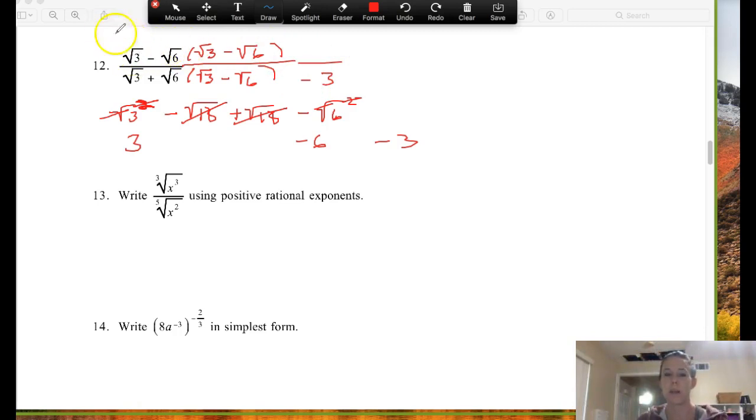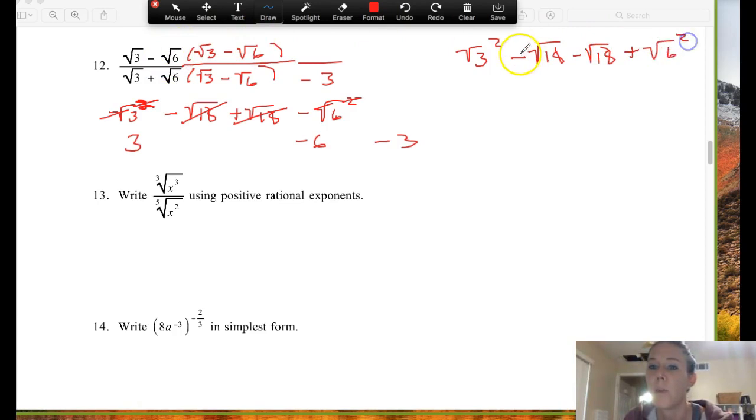It's going to be a little bit more complicated. Root 3 times root 3, I'm going to write it over here, is root 3 squared again. And I wrote the square this time. Root 3 times negative root 6 is negative root 18. And then negative root 6 times positive root 3 will be negative root 18 again. And then negative root 6 times negative root 6 is positive root 6 squared. So that cancels and I get 3.